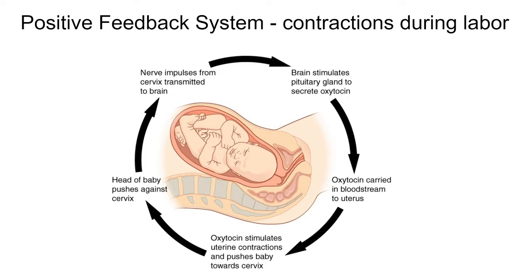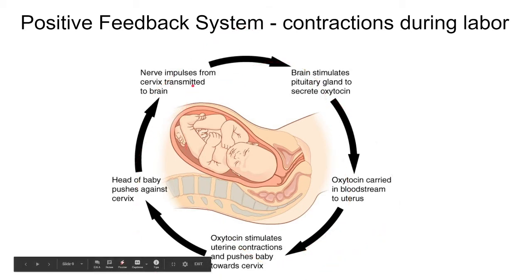So the brain stimulates the pituitary gland to secrete oxytocin. The oxytocin is carried in the bloodstream to the uterus. The oxytocin stimulates uterine contractions and pushes the baby towards the cervix. The head of the baby pushes against the cervix, the nerve impulse from the cervix is transmitted to the brain, baby's not out yet, and it increases the release of oxytocin, and this just keeps getting higher and higher until eventually the baby comes out.